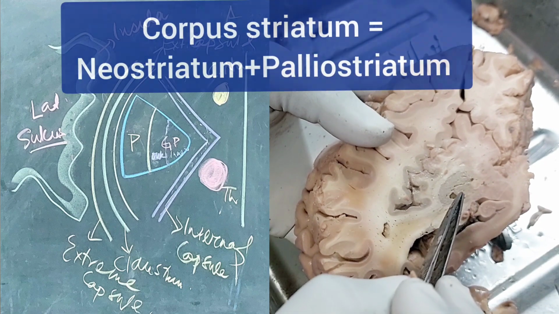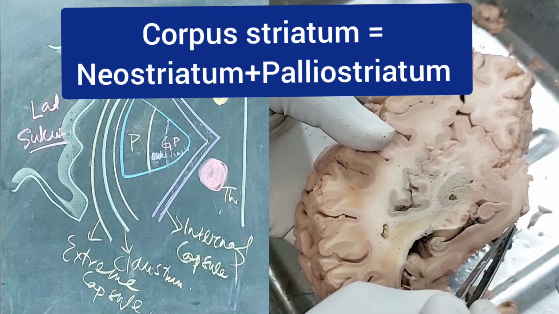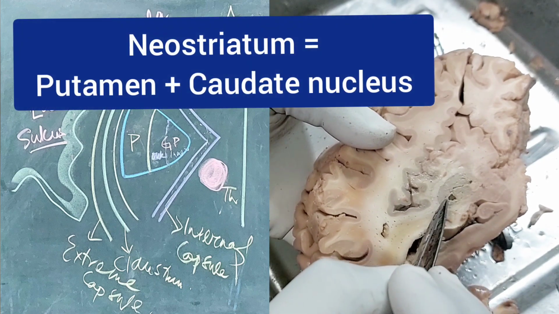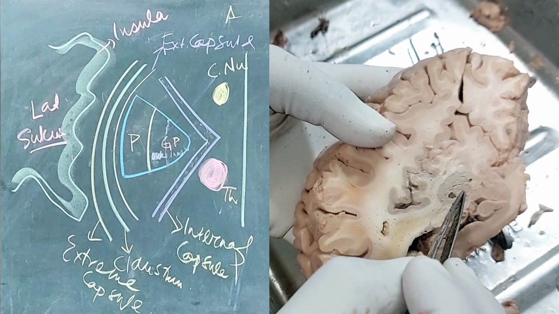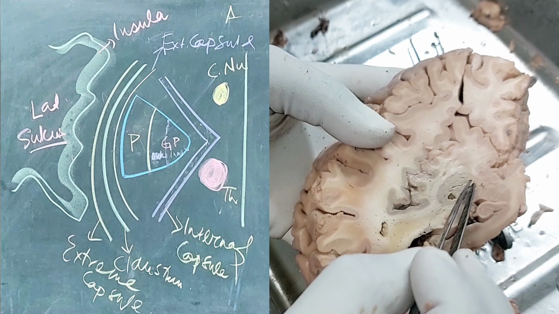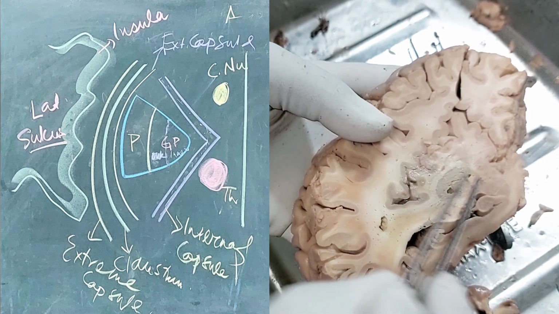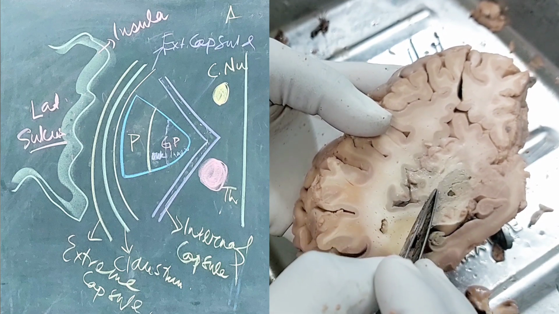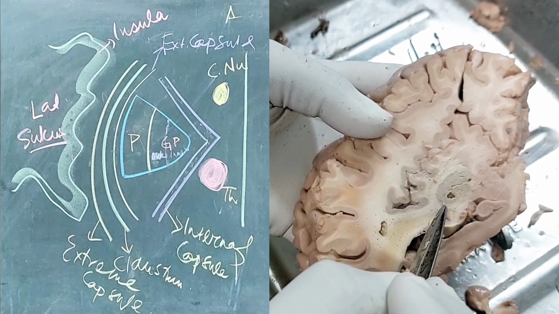Again I am telling you, corpus striatum has two parts, neostriatum and paleostriatum. Neostriatum means the caudate nucleus and the putamen, and paleostriatum means the globus pallidus. Together, the globus pallidus and putamen are called the lentiform nucleus. And lateral to this lentiform nucleus, this sheet of white matter is called the external capsule.